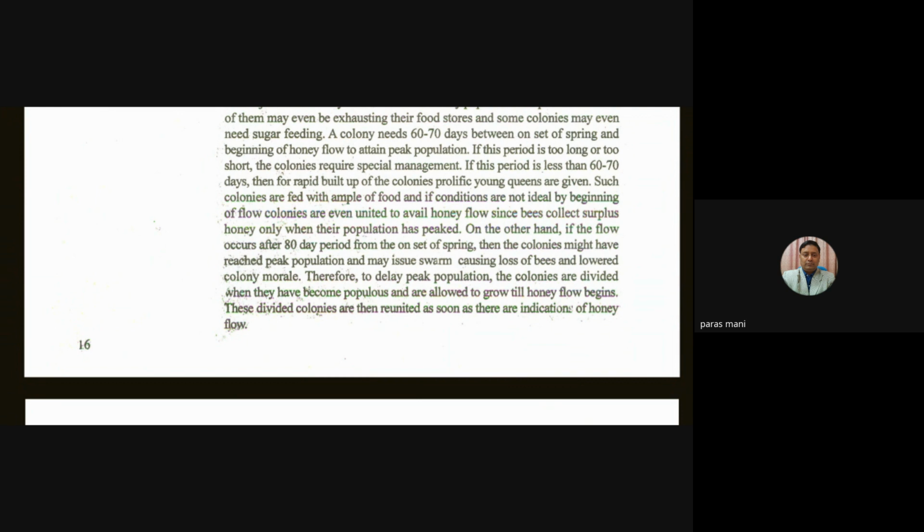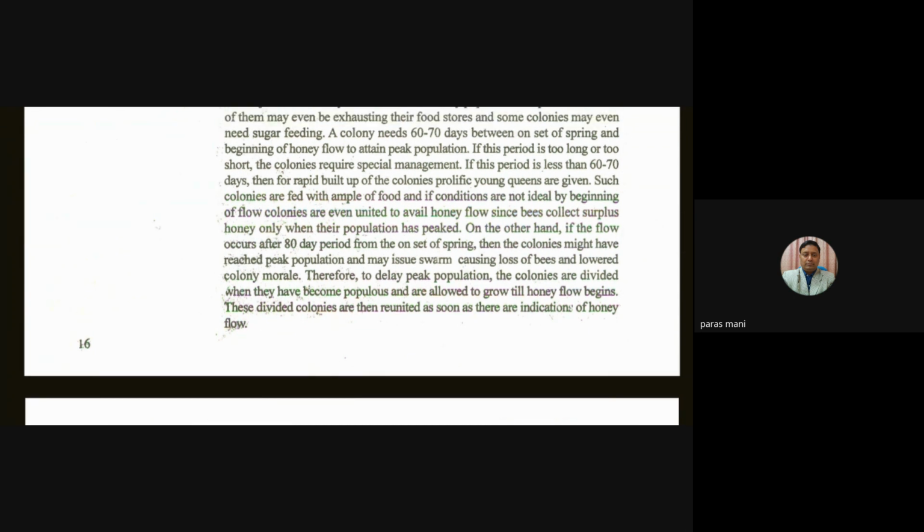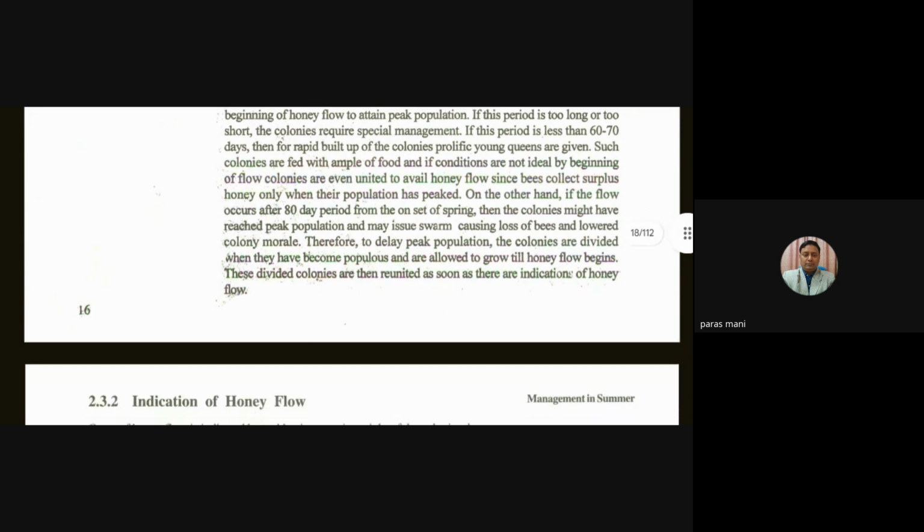On the other hand, if the honey flow occurs after 80 days period from onset of spring, then the colonies might have reached peak population and may even swarm, causing the loss of bees. Yeah, if the colony strength is very good and even at the peak, if the flowers are not available, and it needs more than 20-30 days for flower opening, the colony may swarm into a new location searching for a better food source location. So in such cases, you have to take care.